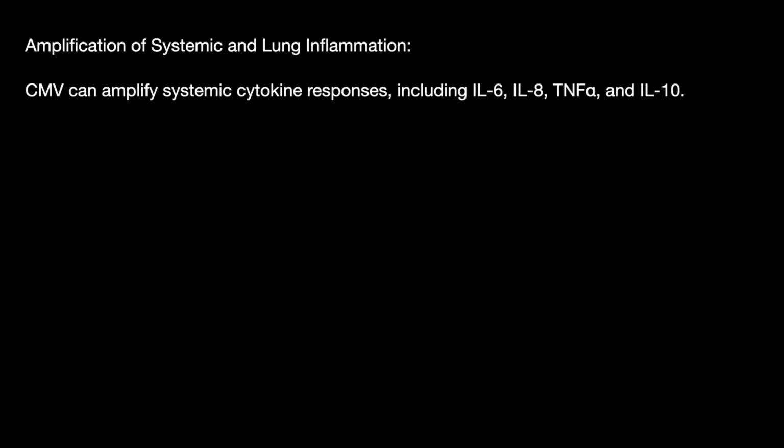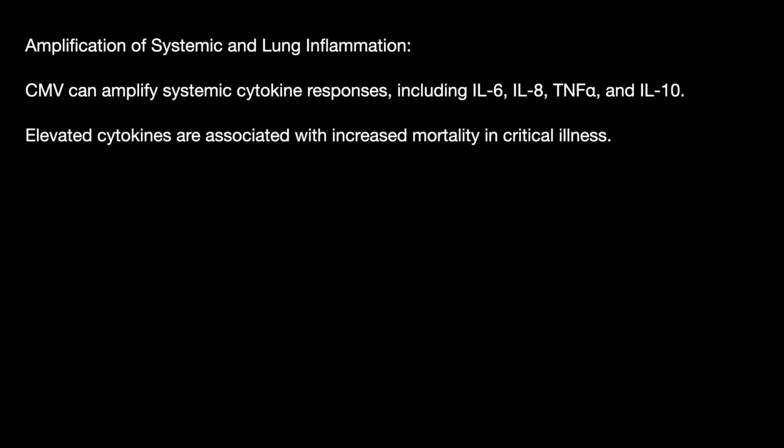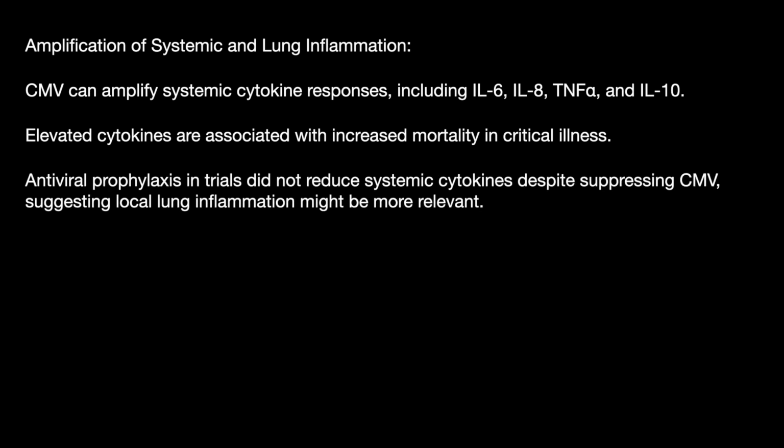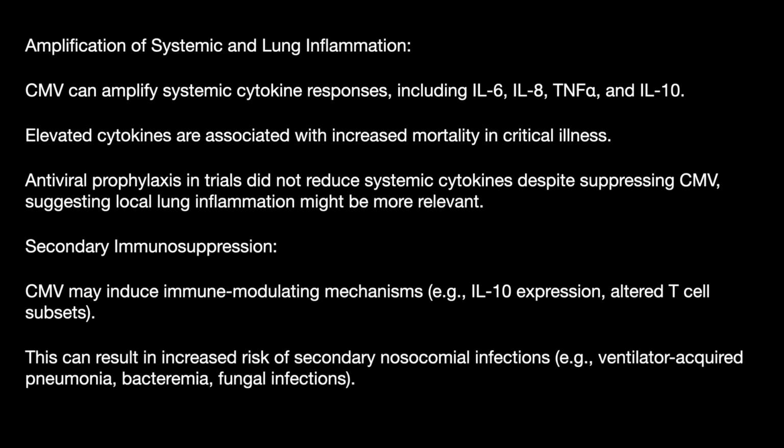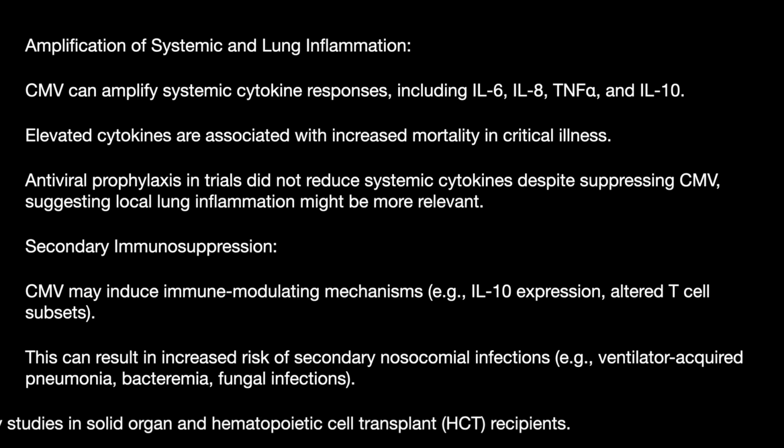Amplification of the inflammation. CMV can amplify the systemic cytokine response, including IL-6, IL-8, TNF-alpha, and IL-10. Elevated cytokines are associated with increased mortality in critically ill patients. Antiviral prophylaxis in trials did not reduce the systemic cytokine response despite suppressing the CMV, suggesting that local lung inflammation may be more relevant. Secondary immune suppression: CMV can induce immune modulation mechanisms by IL-6 expression and altered T cell subsets. This can result in increased risk of secondary nosocomial infections like VAP, bacteremia, and fungal infections.